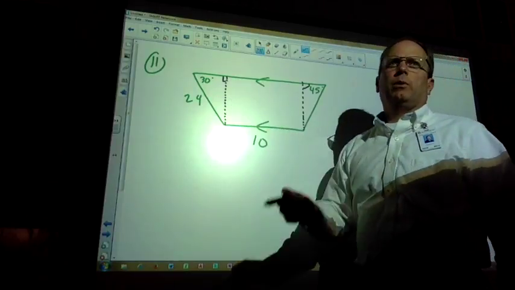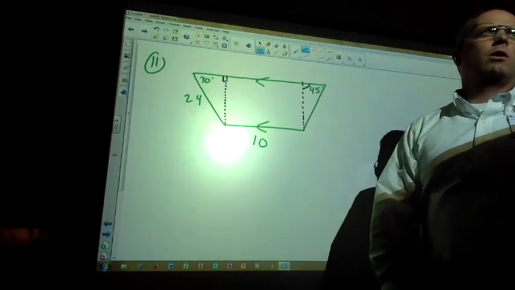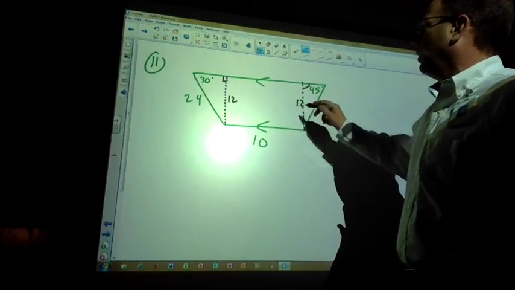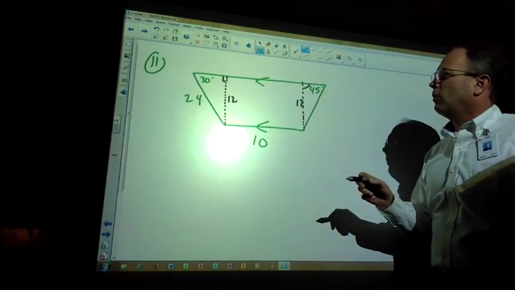What do we always know? Relationship opposite of 30 and hypotenuse. Divide by 2. So that's got to be 12. If that's 12, this has to be 12. And that's going to allow us to solve a little bit more.